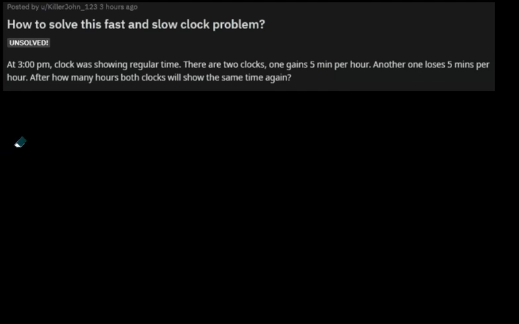So we've got two clocks, and it says at 3 p.m. both clocks were showing regular time. There are two clocks, one gains 5 minutes per hour, and another one loses 5 minutes per hour. How many hours until both clocks will show the same time?